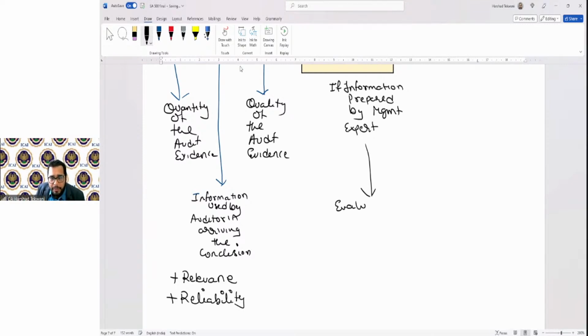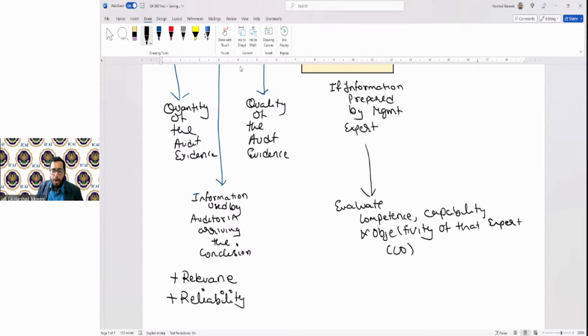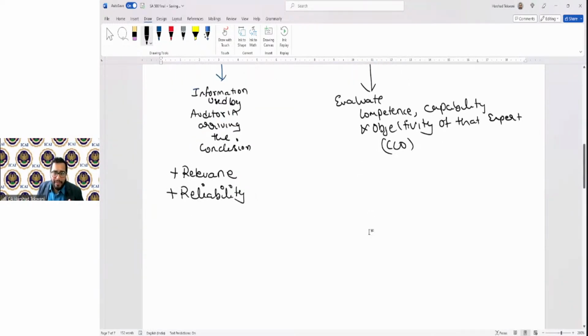So I need to evaluate competency, capability, and objectivity of that expert. That is CCO: competency, capability, and objectivity. I need to evaluate CCO. Second, I need to understand the work that expert has performed. Why? Because in order to rely upon the information that has been provided by the expert, or even to process it, you need to understand what he has performed.